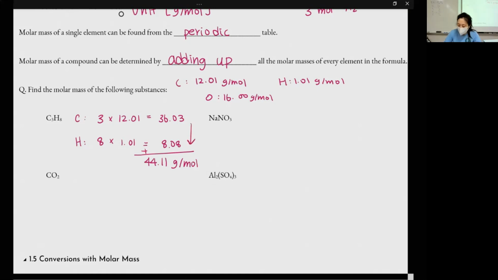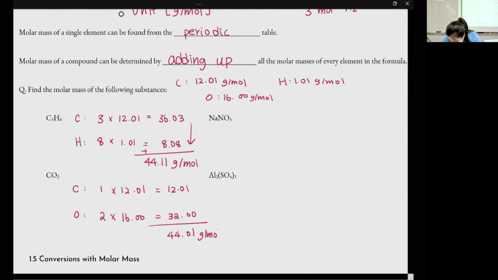All right, let's do CO2. We have one carbon, and then oxygen will be two. We do the same. Oxygen will be 16.00. If we add them up, it will be 44.01. So that will be CO2.